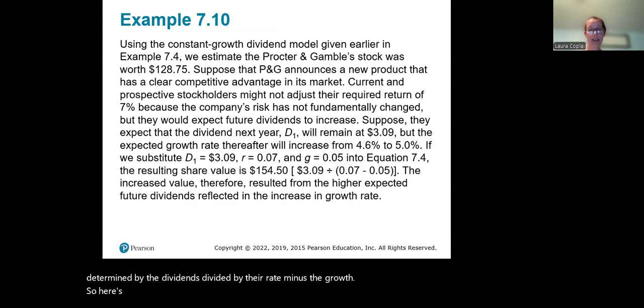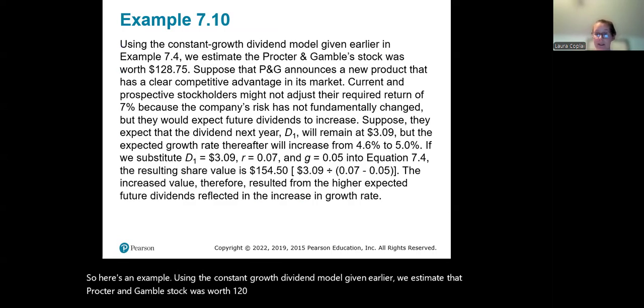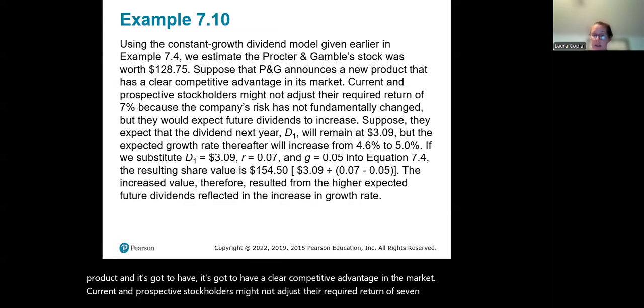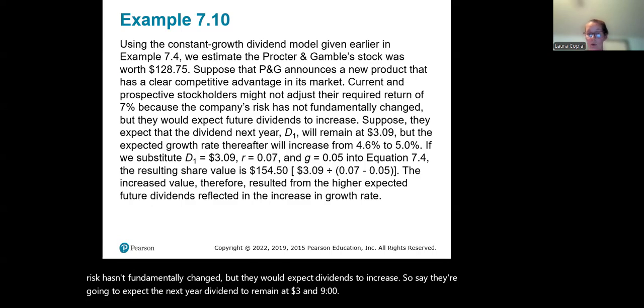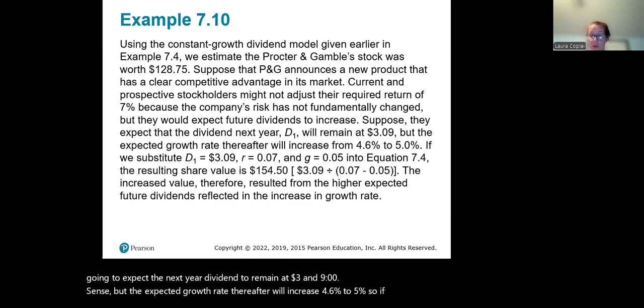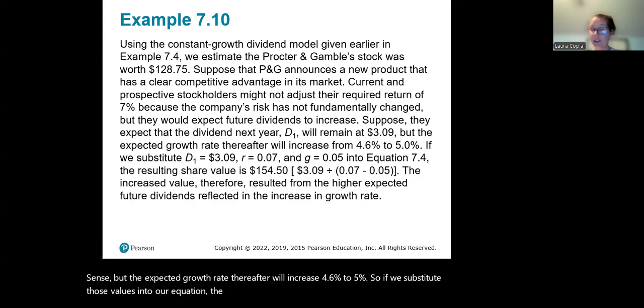So here's an example. Using the constant growth dividend model given earlier, we estimated that Procter & Gamble stock was worth $128.75. Imagine that P&G is going to announce a new product that has a clear competitive advantage in the market. Current and prospective stockholders might not adjust their required return of 7% because the risk hasn't fundamentally changed, but they would expect dividends to increase. So say they expect the next year dividend to remain at $3.09, but the expected growth rate thereafter will increase from 4.6% to 5%. If we substitute those values into our equation, the resulting share value is going to be $154.50 now.